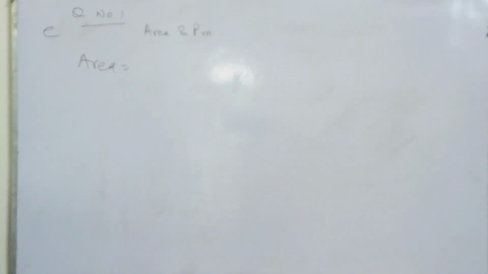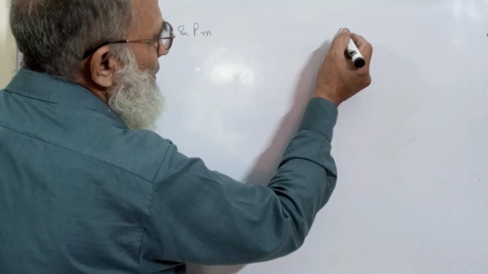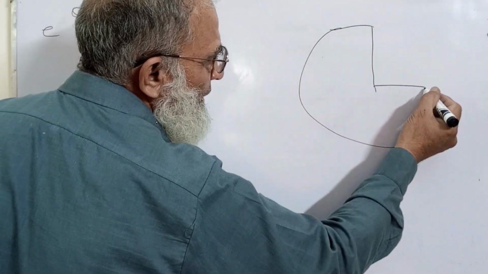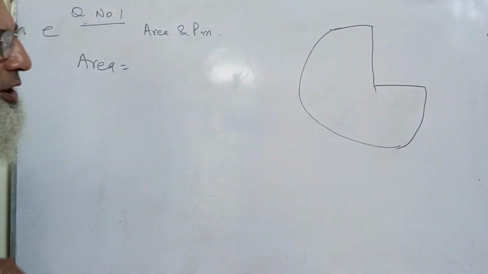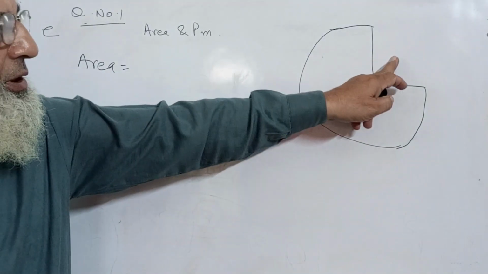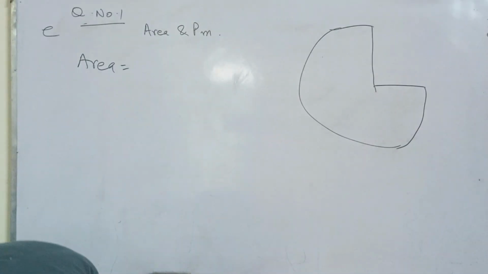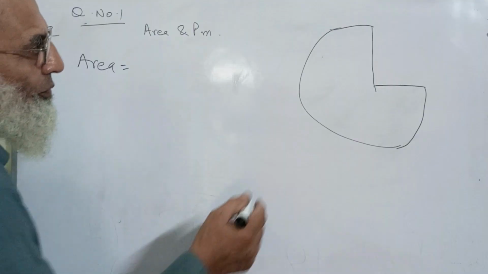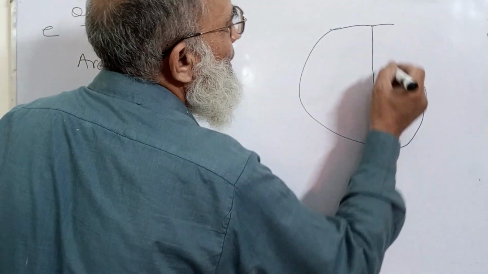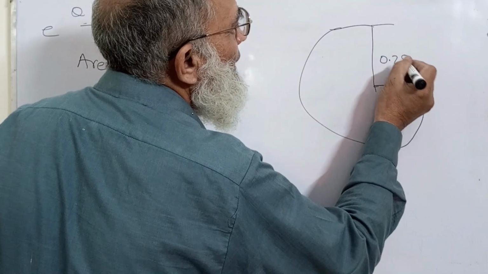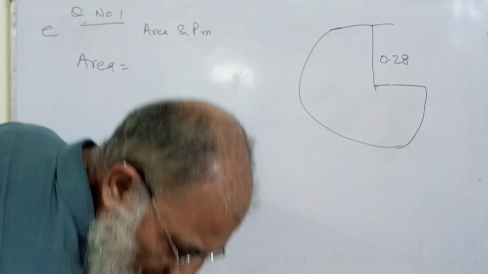So the next question now is a very interesting question. Now the quarter was given first, and now the quarter has been taken out. This is the quarter which has been taken out from here, which has been cut from here. So this is 0.28 meters or centimeters.